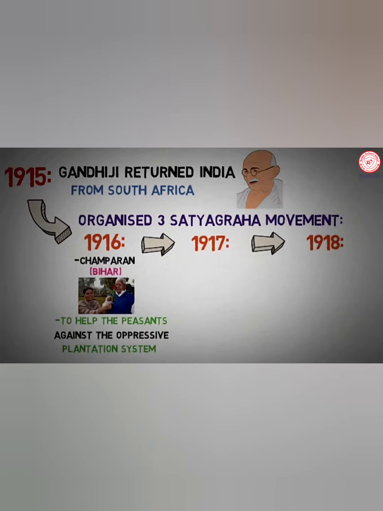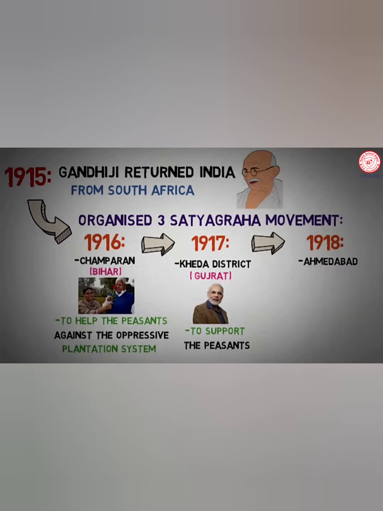In 1917, he visited Kheda district of Gujarat, where there was a crop failure and people were starving. Gandhiji urged the government to relax the revenue taxes for that year. In 1918, Gandhi visited Ahmedabad, Gujarat to help the cotton mill workers in a series of protests.